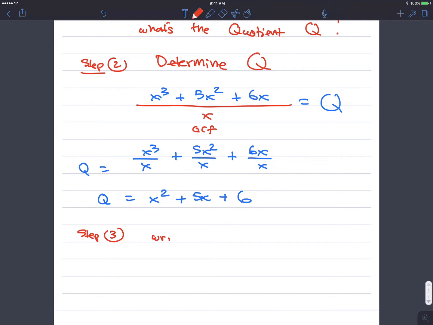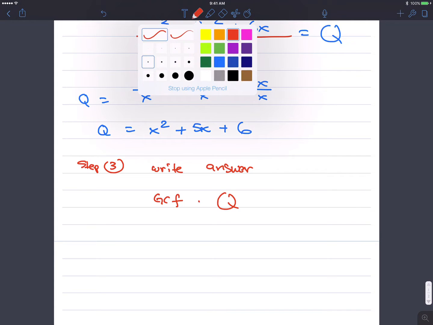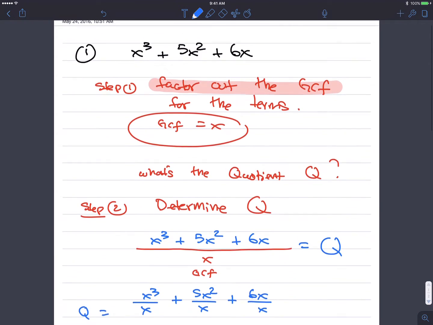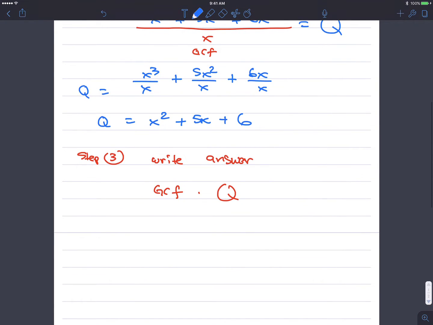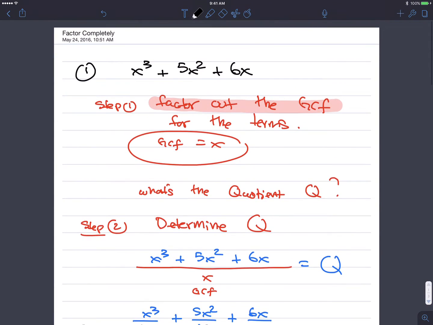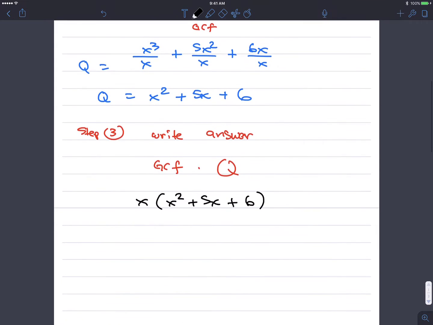And you write your answer, if you guys remember. How do you write this answer? Isn't it always the greatest common factor times the quotient? So what you have here is this. Originally, we have x cubed plus 5x squared plus 6x. If I factor out the greatest common factor, we get x for the GCF, times x squared plus 5x plus my 6. Now, this is the procedure known as factor completely. So my first step is to factor out the greatest common factor. I just did. I wrote my answer.